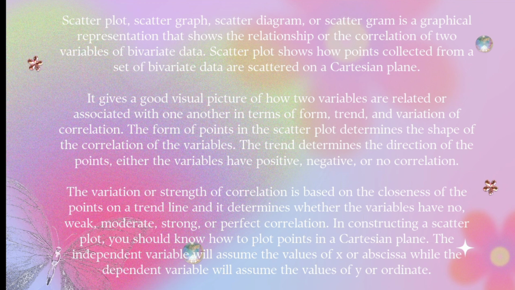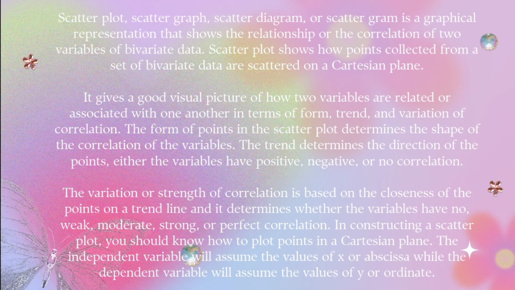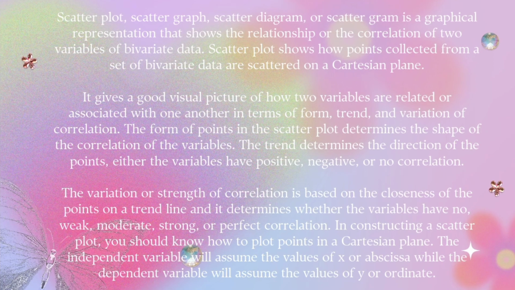The variation or strength of correlation is based on the closeness of the points on a trend line, and it determines whether the variables have no, weak, moderate, strong, or perfect correlation. In constructing a scatter plot, you should know how to plot points in a Cartesian plane. The independent variable will assume the values of x, while the dependent variable will assume the values of y.